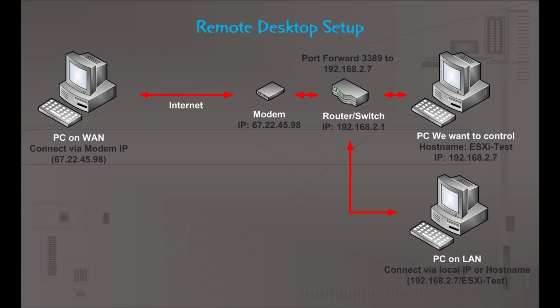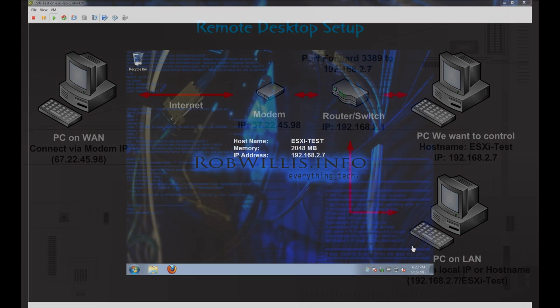Once the port forward is in place, we can then, on our PC on the WAN or our Android device or whatever, access the machine via the IP. So in this case, if we were on the PC on the WAN, we would type in 67.22.45.98, and that would connect us to our modem, which will then forward the request to the router, and then it'll hit the PC and we'll be able to control it.